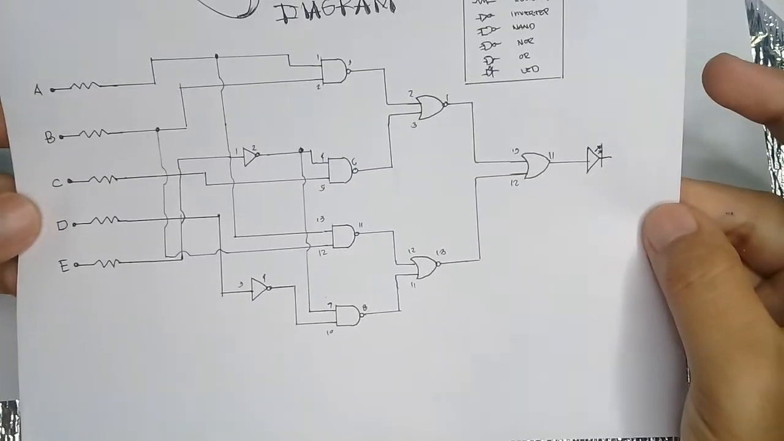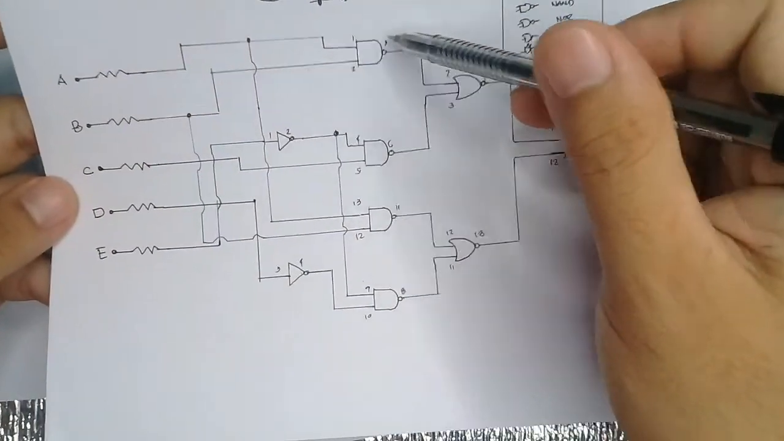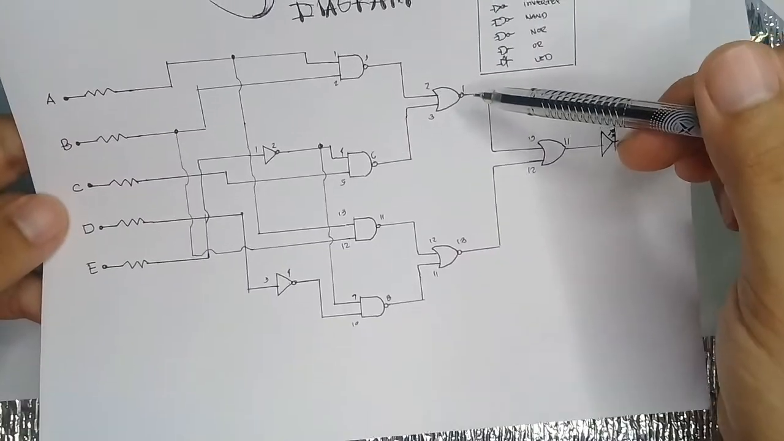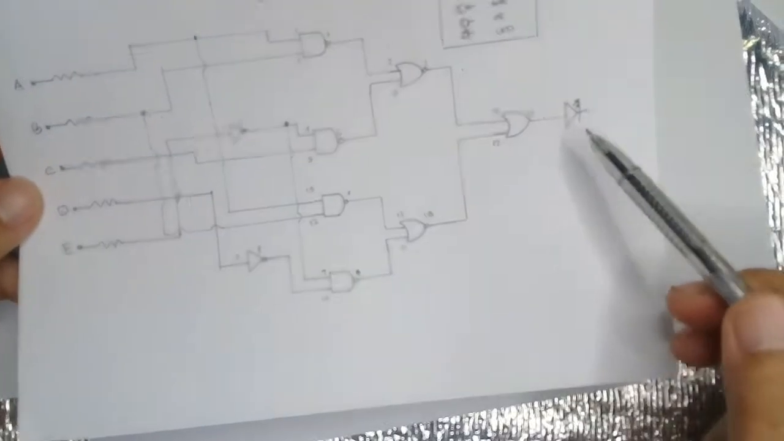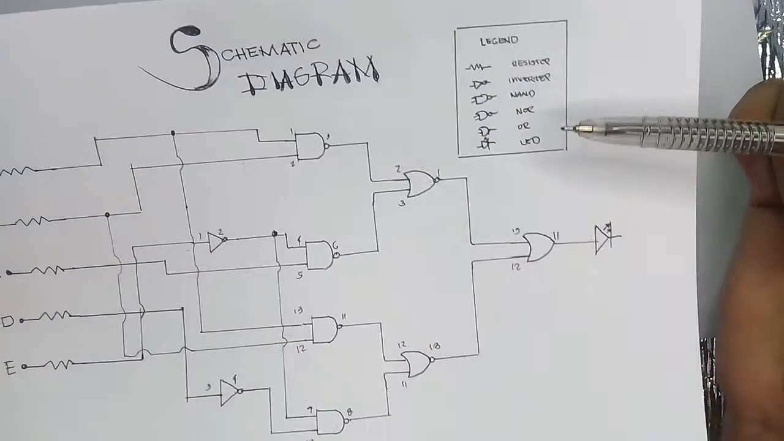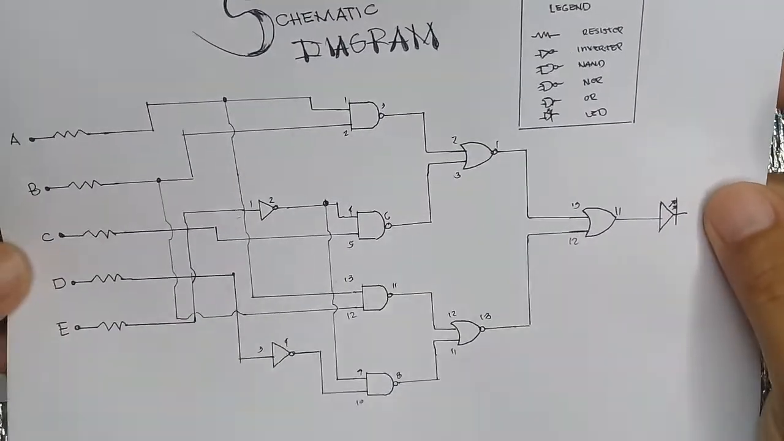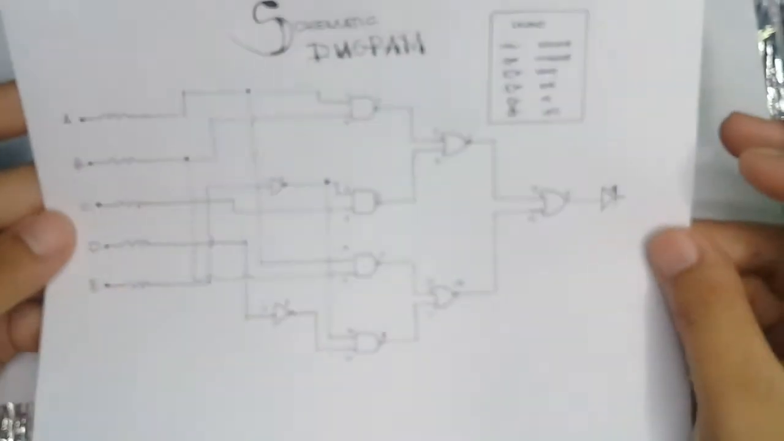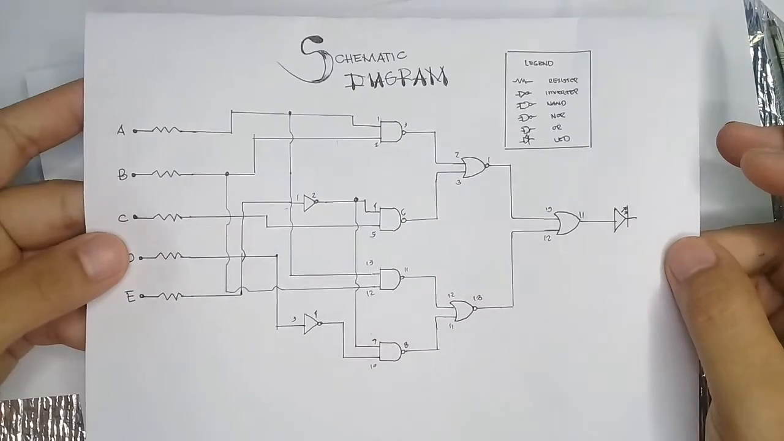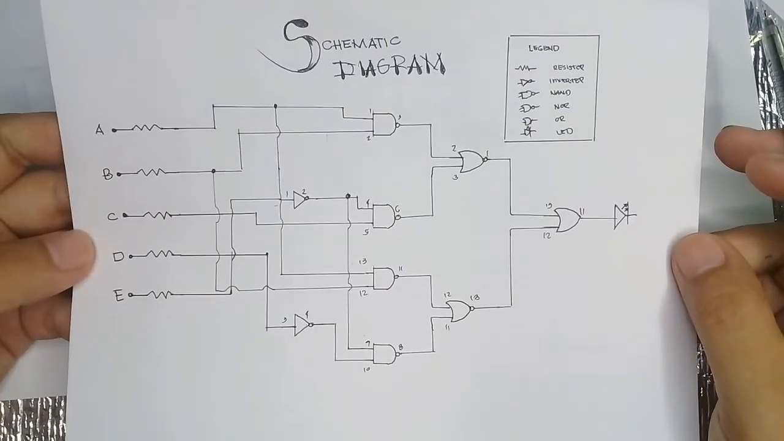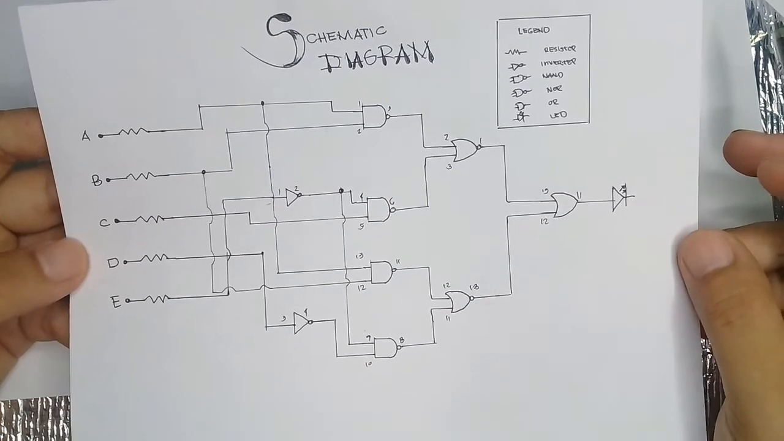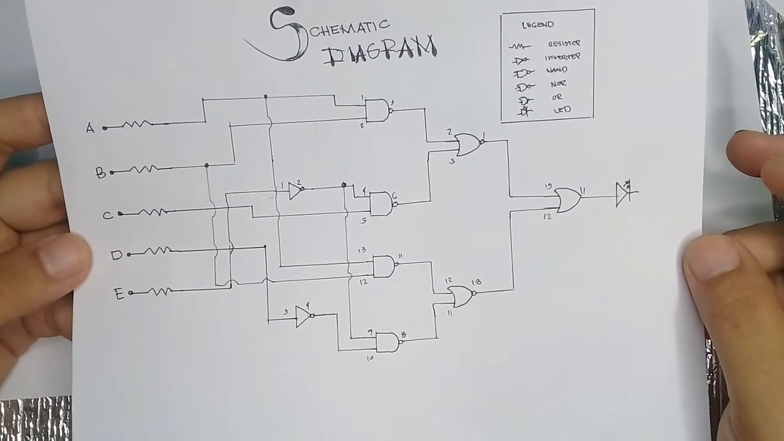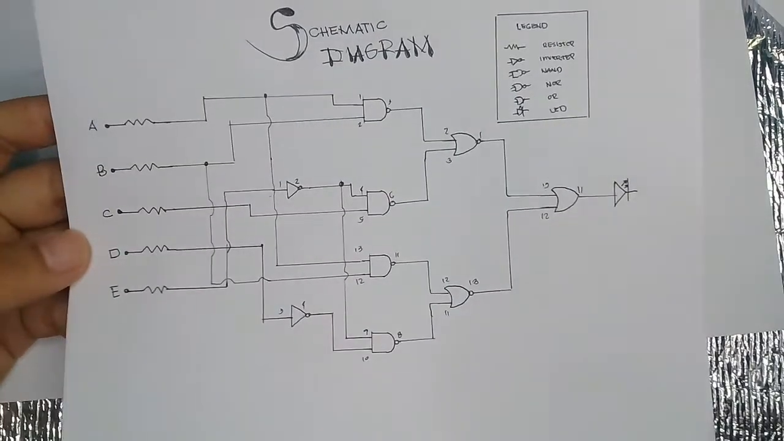All the numberings are there: the NAND gates, the NOR gates, OR gates, inverter, and the inputs, resistors, and the LED. We have a legend at this side. In this schematic diagram, we're going to put it in our breadboard to check if our schematic diagram and our equations are true to the condition and to the problem that we're going to answer.